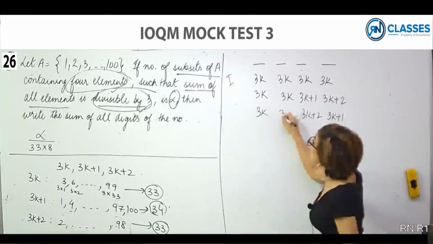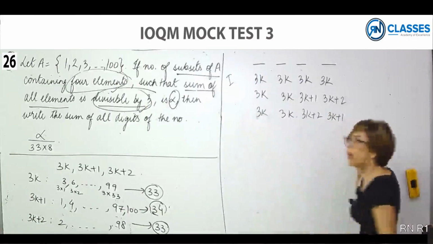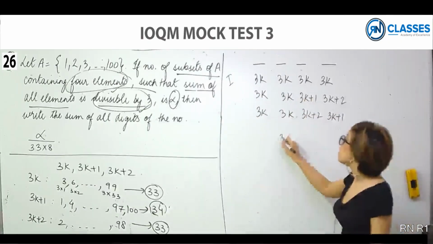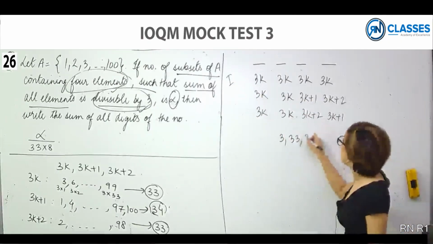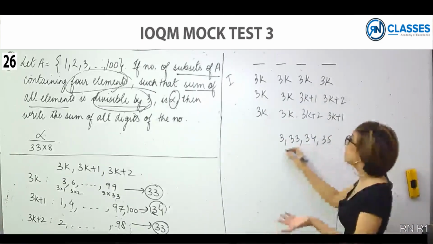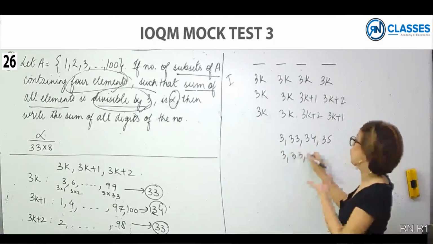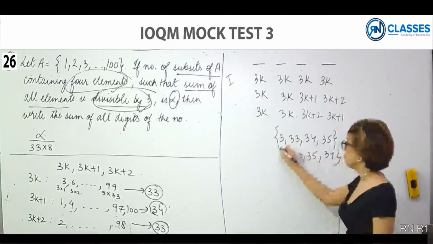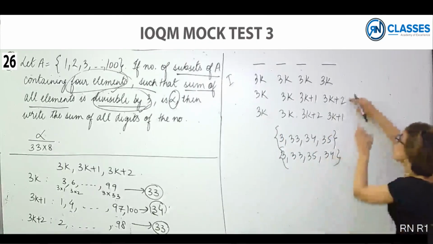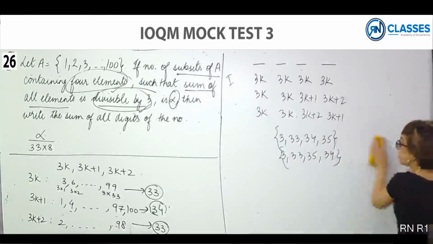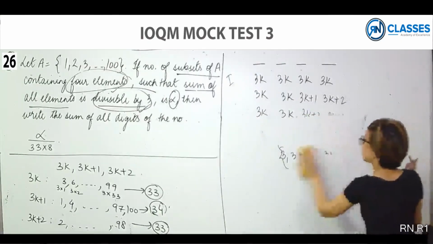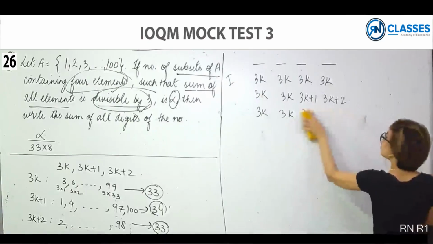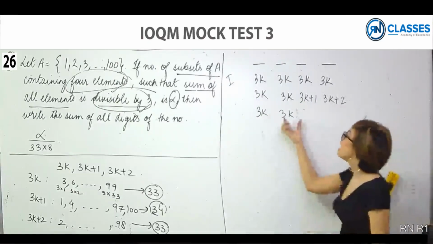Mind it, there is no difference between this and this. Why? You can take numbers like 3, 33, and you can take 34 and 35. Or you can take numbers like 3, 33, 35 and 34. Do you think this set is different from this one? Absolutely not. So mind it, these two cases are same. So I will not be writing it. So this is done. Right? So that means I have exhausted all the cases when I have 3k over here.